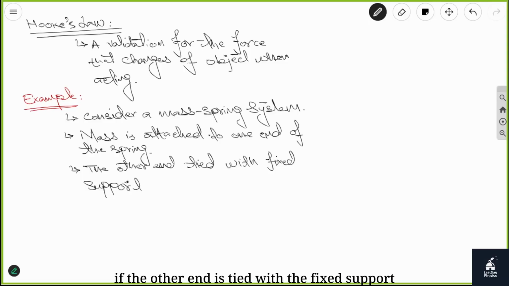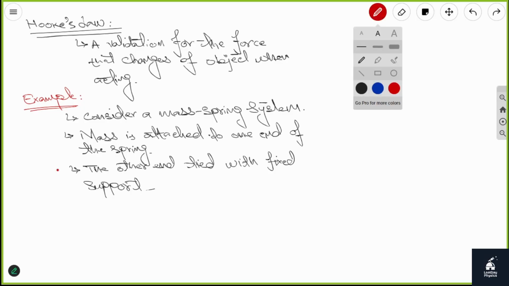What will happen if the other end is tied with a fixed support? On one end there is some small mass attached, and where the small mass is attached, we can disturb that end. So what to do is to disturb the other end where some mass is attached.